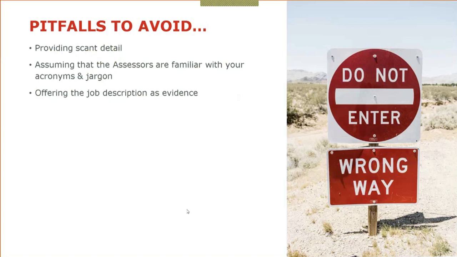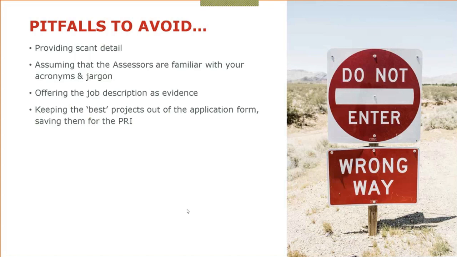Some people keep the best projects that they've been working on out of the application form and plan on sort of producing them with a flourish during the course of the interview. No, you need to detail the best evidence of how you meet the requirements in the application form, please. A lot of people then also include irrelevant information and wasting word count on it. Focus in on what your main achievements have been over the last 5 to 6 years maximum, please.